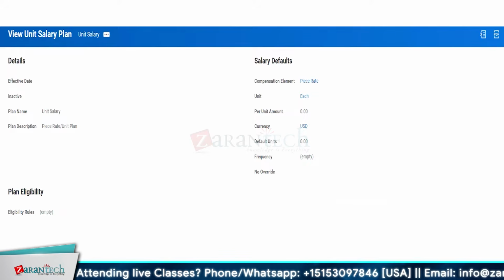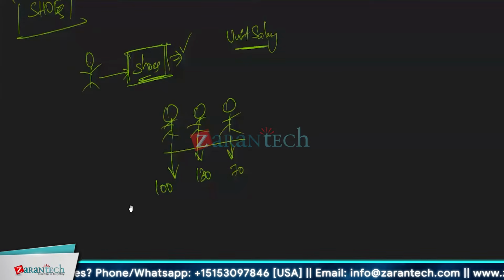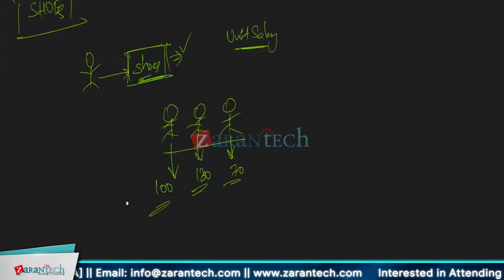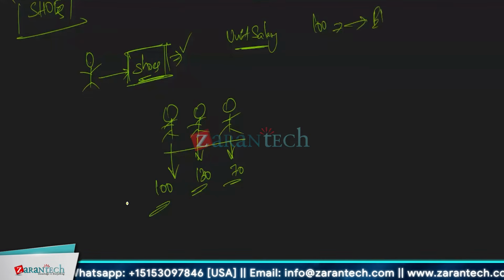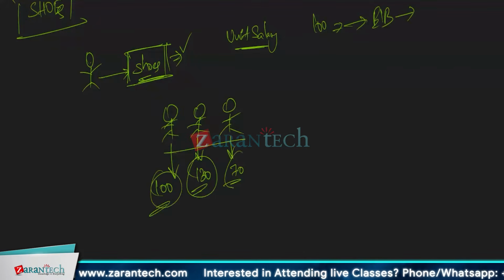So what happens is, at the end of the day, at the time of payment, you will have to load these units for the employee using an EIB. So let's say there are 100 employees. You have to count for each employee how many units of shoes they have processed. Then you will load an EIB into Workday, and then the unit salary plan will pick that particular number from the employee's profile, and multiply it with the per unit amount.